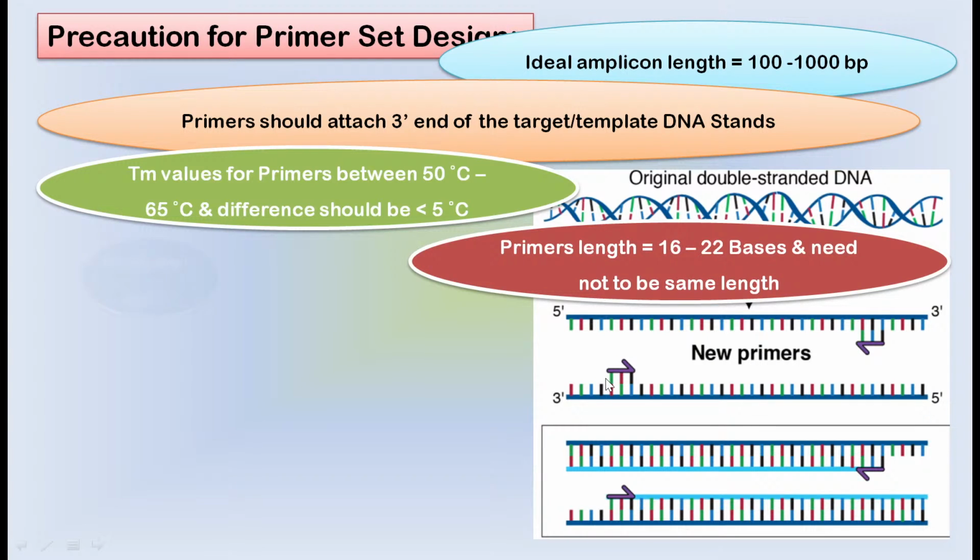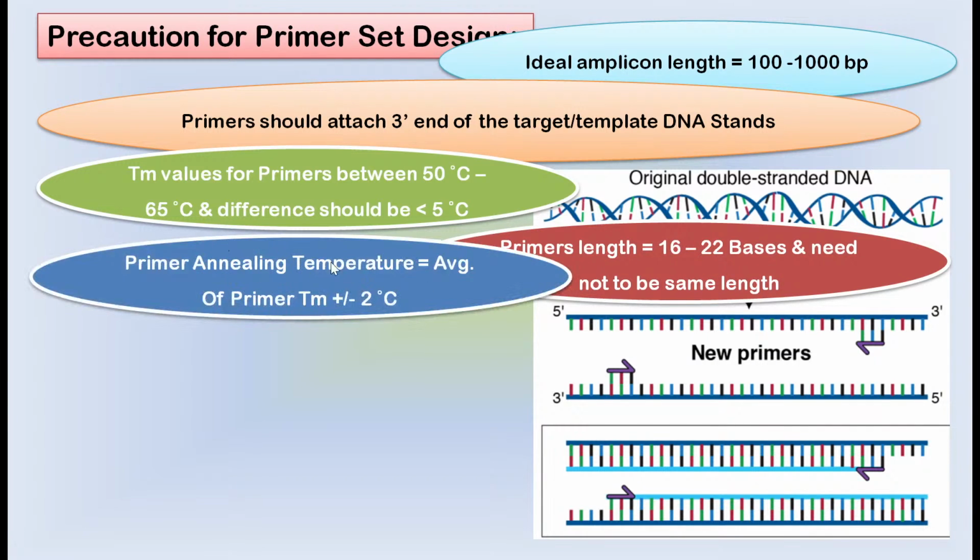Next, primer annealing temperature equals the average of primer TM plus or minus 2. What is primer annealing? While running the PCR, we need to adjust the annealing temperature. Annealing temperature means the temperature that is required for the attachment of the primers to the template strand. This is known as annealing temperature. While running PCR, how much temperature we need to set for primer annealing or primer attachment purposes?